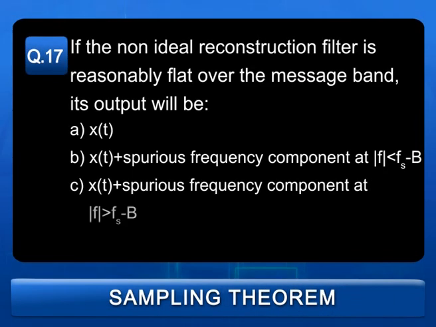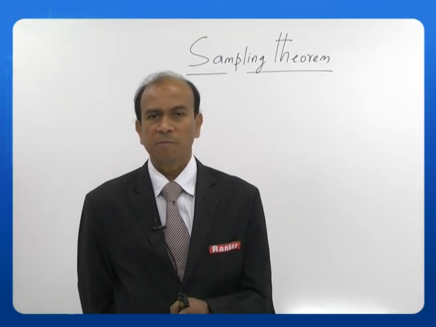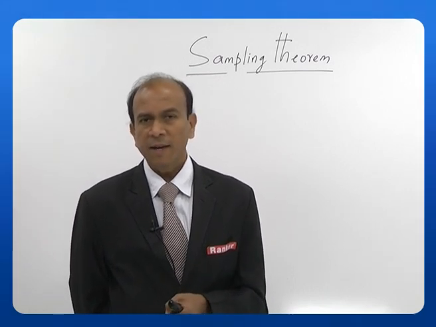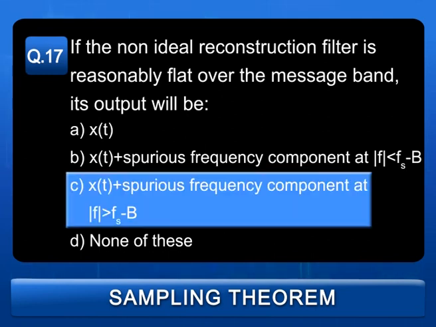Let us see the 17th question now. If the non-ideal reconstruction filter is reasonably flat over the message band, its output will be A. X of t, that is the original signal, B. X of t plus spurious frequency components at f less than fs minus b, where b is the bandwidth, C. X of t plus spurious frequency components at f greater than fs minus b, and D. None of these. The answer is you have spurious components plus the original signal. The spurious components are at frequencies which are greater than fs minus b. So, the answer is C.